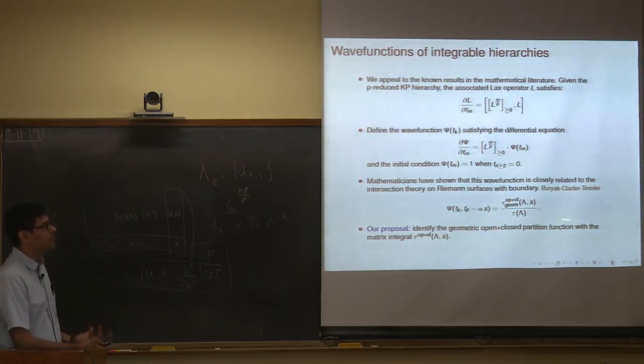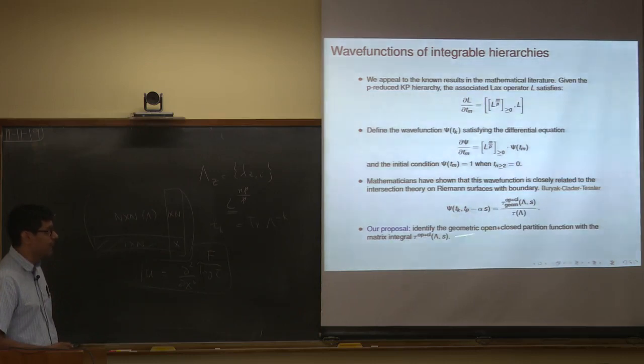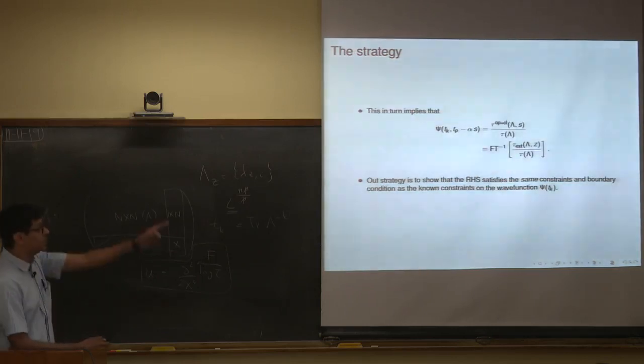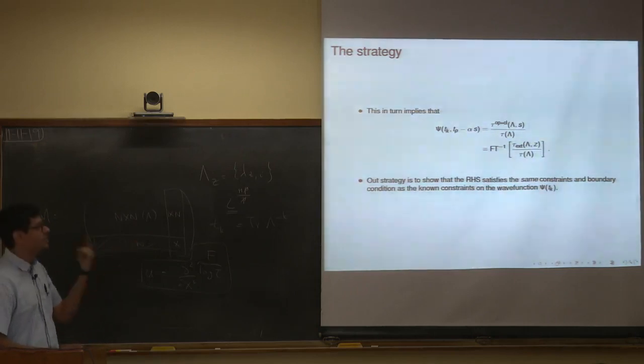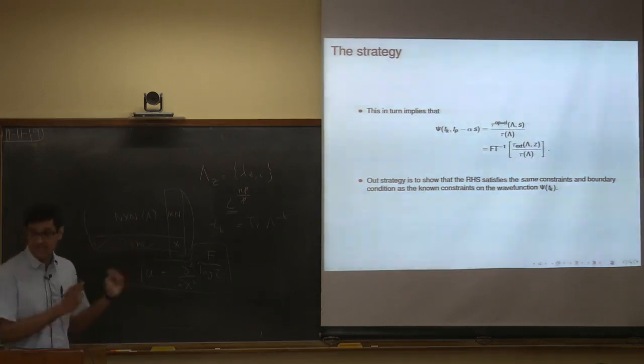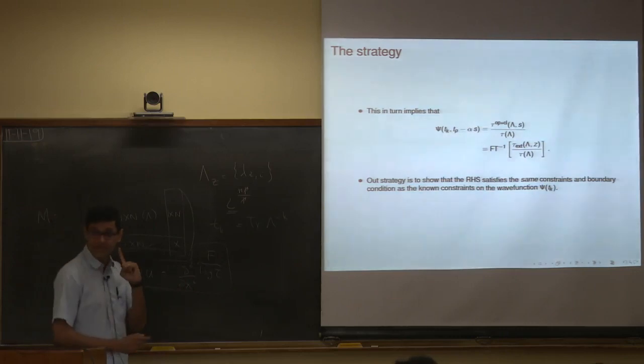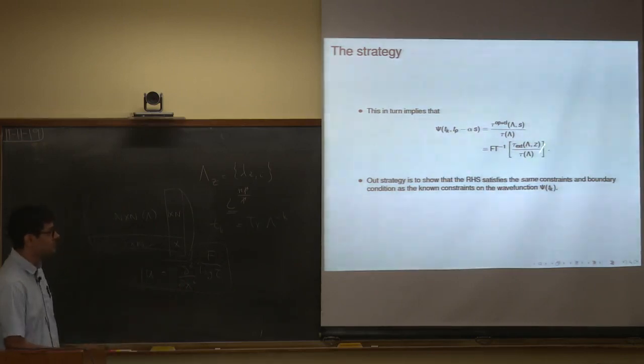So our proposal is very simple. If what we have is open plus closed, it should match this. So the matrix realization of the open plus closed partition function should be identified with this, which means that whatever properties this has should be satisfied by this. So what we have to show is that the inverse Fourier transform of what we have here satisfies all the properties that the mathematicians have shown. This is what we showed in the paper. I won't go through all the details. I'll just show you one check that we have done. So this is our strategy.